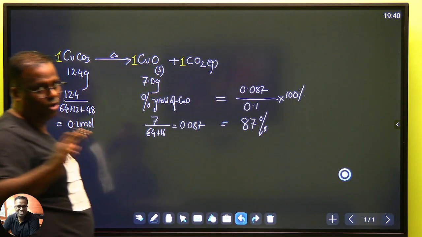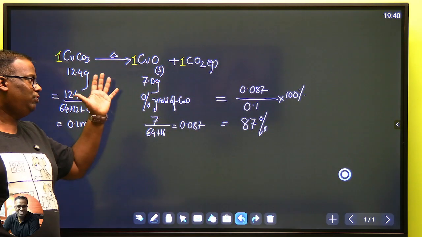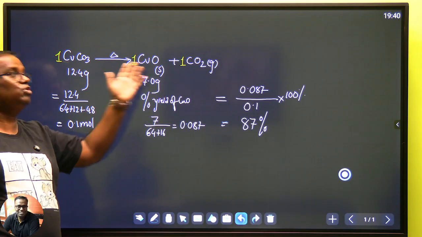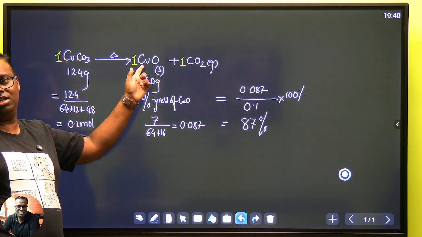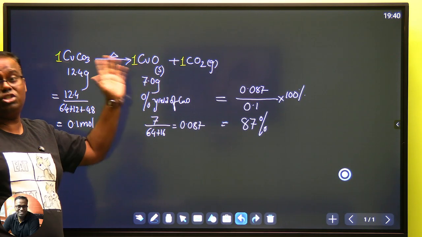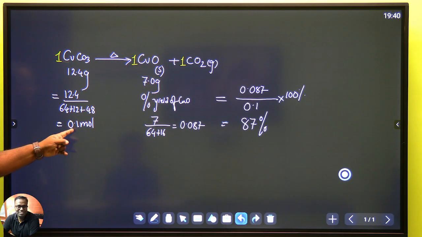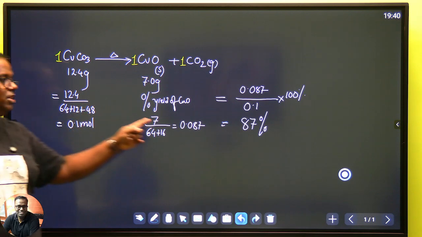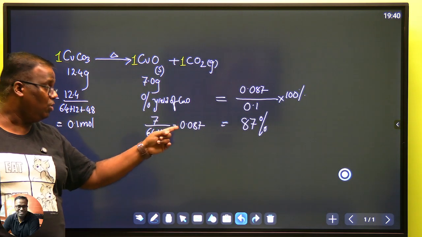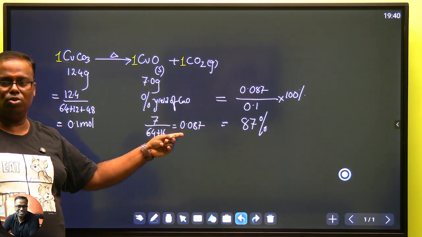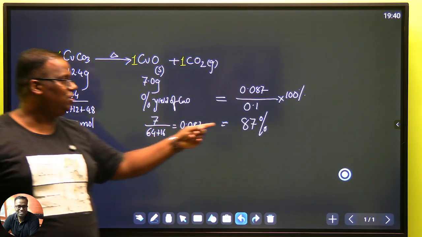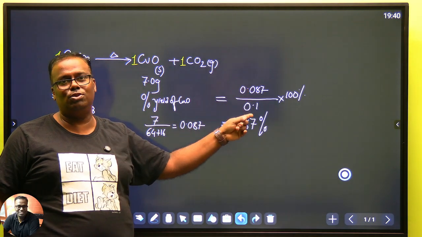Children, first absorb the question. If this was exactly theoretical, you should have got 100% yield. If you burned 1 mole, 1 mole should come, right? This is theory. How much did we burn? 0.1 mole. How much should we have got? 0.1 mole. But we got less. Marks scored, total marks. Did you score the full marks? No. So what is your percentage score?